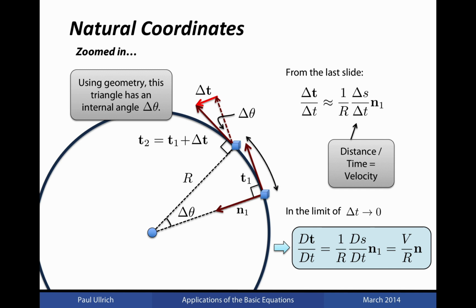Here we've dropped the 1 subscript on the normal vector because in the limit of infinitesimally small times, the normal vector at position 2 and the normal vector at position 1 will coincide with one another. And so it all basically depends on that normal at the initial time.